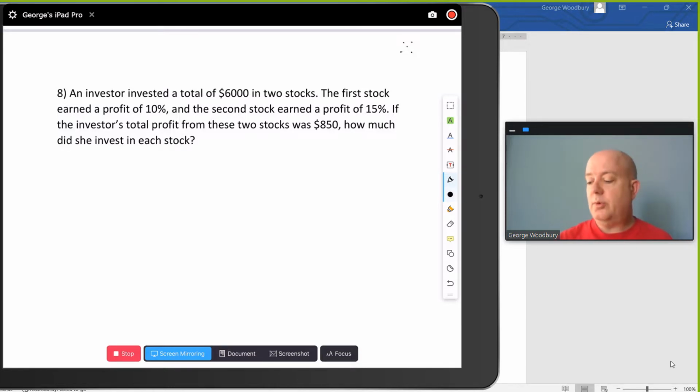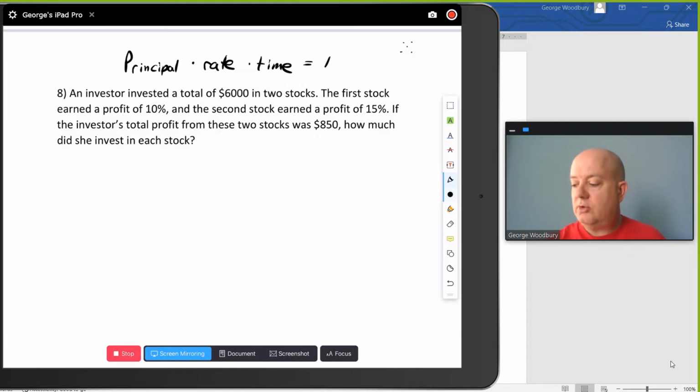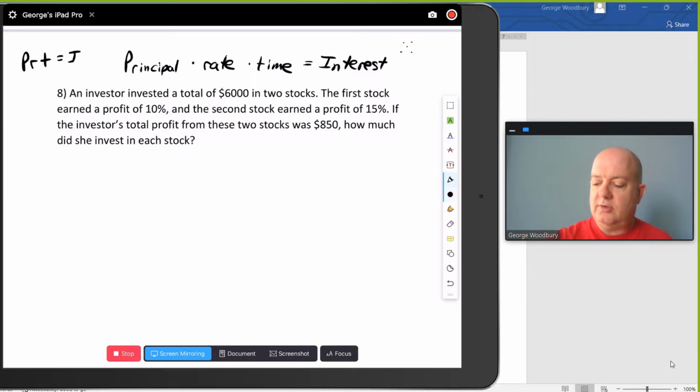The equation that we're going to use is principal times rate, this is the interest rate or profit rate, times time equals interest. So this is a simple interest problem. Later in the course, we'll talk about compound interest, which is definitely a different type of problem. So to shortcut this, PRT equals I.